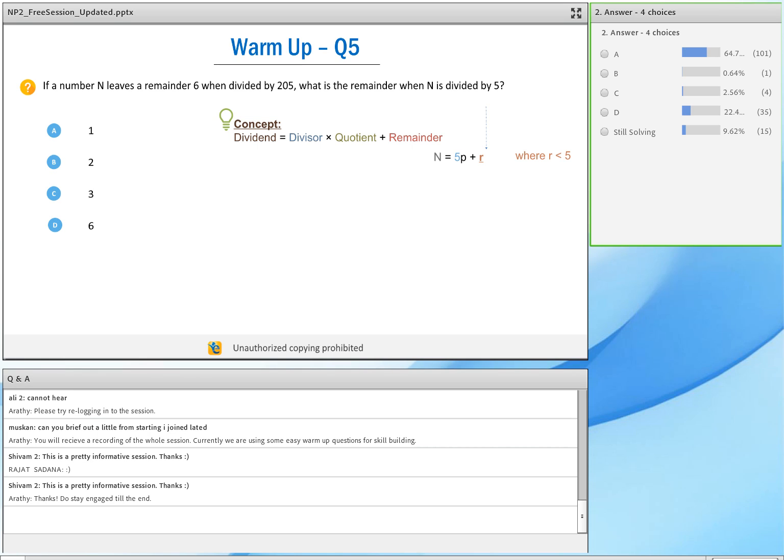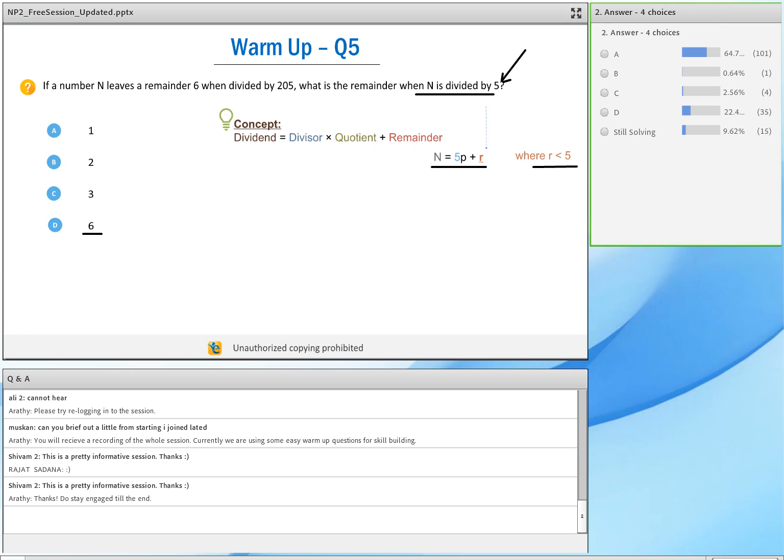So what do we have to do? We've got to figure out the remainder when n is divided by 5, which means we have to express n as 5p plus r. Remember, the remainder always has to be less than the divisor, and it always has to be greater than or equal to 0. Okay, so what's the divisor here? The divisor here is 5, so remainder always has to be less than 5. So for those of you who chose 6, you missed a very big thing. A remainder can never be greater than the divisor.